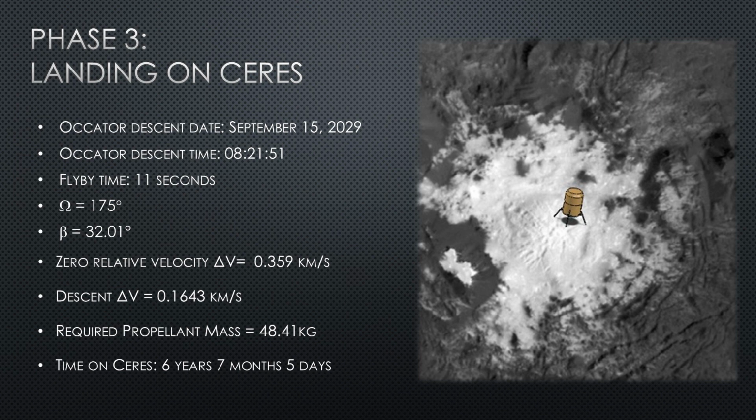On September 15, 2029, the landing ascending module and the return capsule will separate from the spacecraft and land on the locator. It will remain at this location for the next 6 years, 7 months, and 5 days. During this time, it will collect samples from the locator and relay information from the spacecraft back to Earth of Ceres environment.